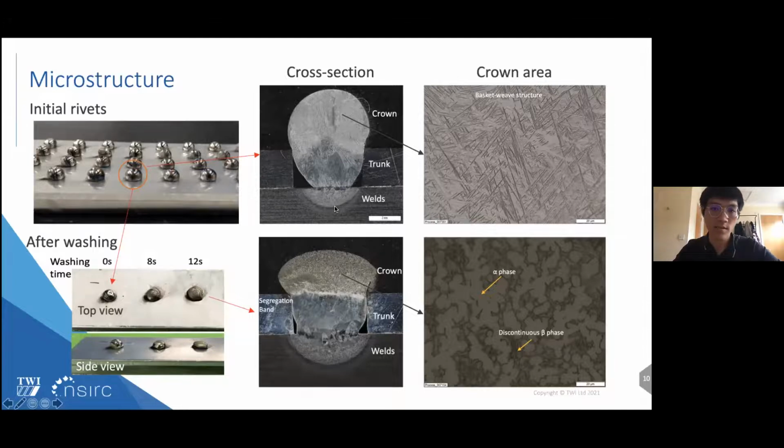And another difference is the welding condition. In the post-wash rivet, the material is melted to get a better welding condition and a larger welding area here.